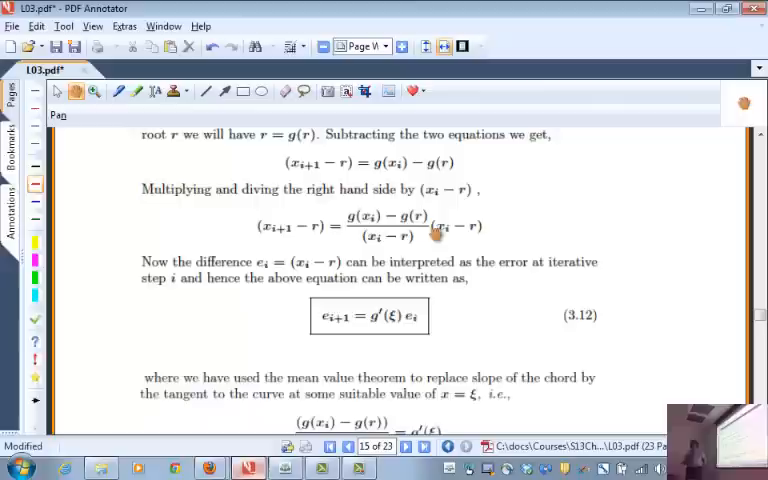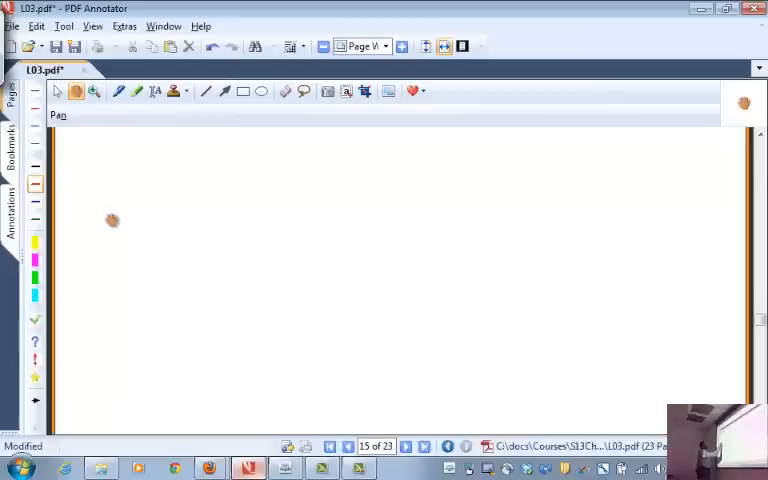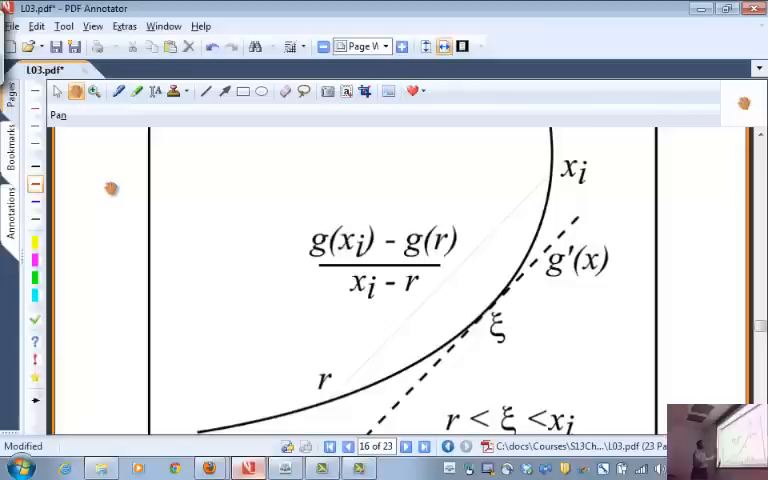That is the slope of a chord connecting x i and r. Okay. So, and from mean value theorem, we can say that slope is the same as the slope of the actual function. Remember, these are two points. One is r, the other one is x i. I'm connecting those two points, and I get the slope of the chord. And I think I have probably a picture illustrating what the mean value theorem is. So here is your curve, and I have x i as a point and r as a point on that curve. So g of x i minus g of r divided by x i minus r is the slope of that chord that I have illustrated there.